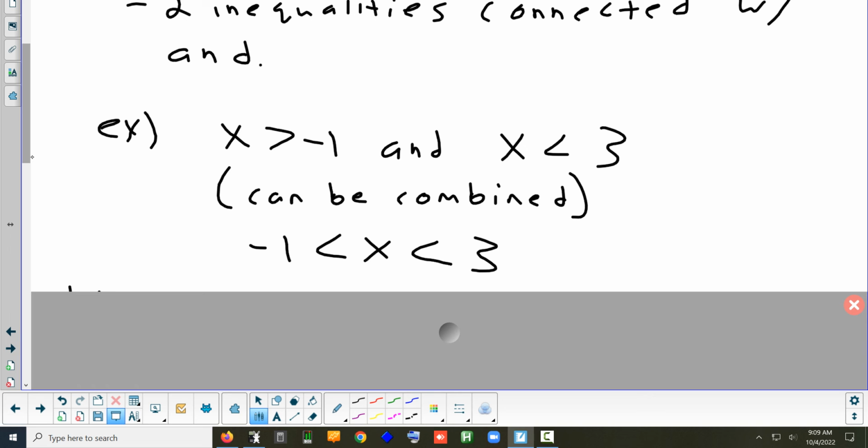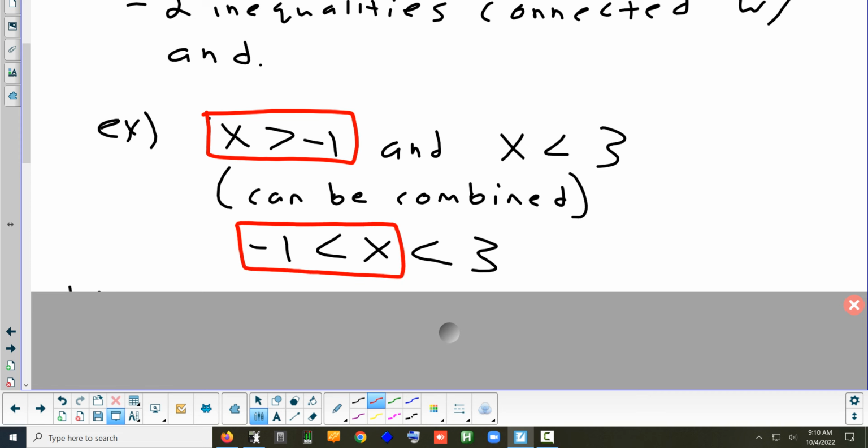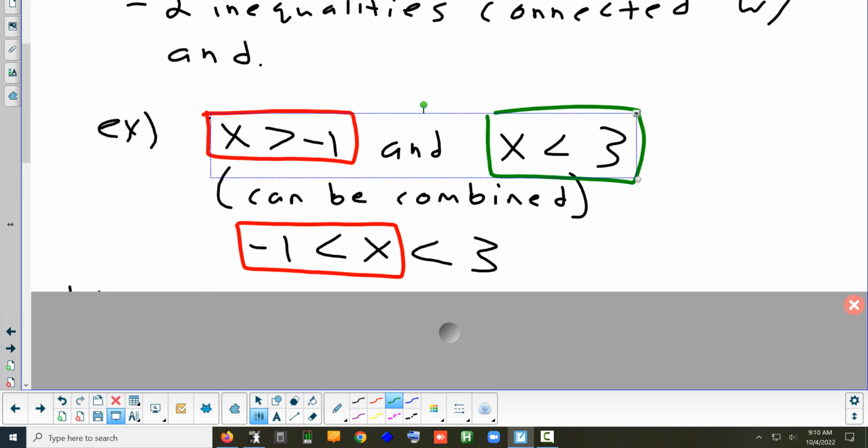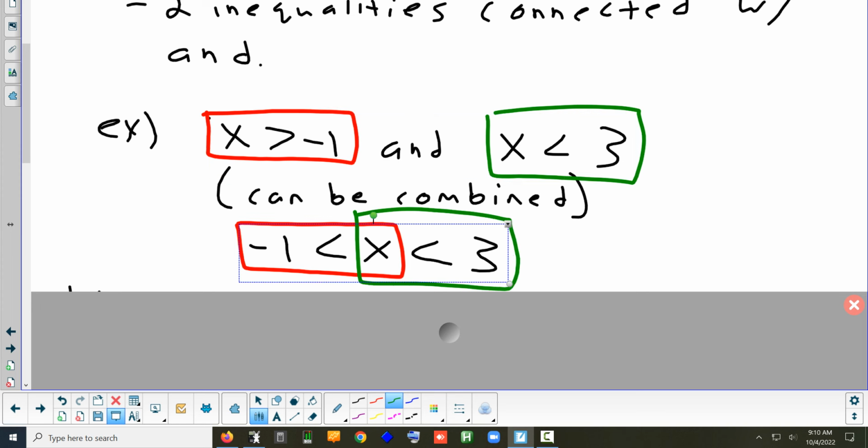And if you break that up, you can kind of see each one of these inequalities in the combined one down below. So the one in the red box is right there. X, and then it's pointing at the negative 1. So there's that one. That one, so the X, and then it's pointing at the 3.